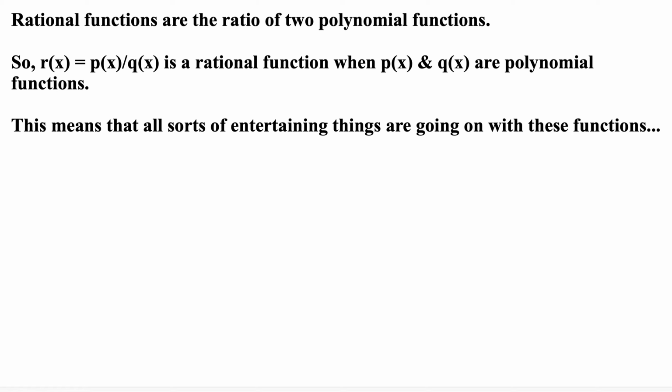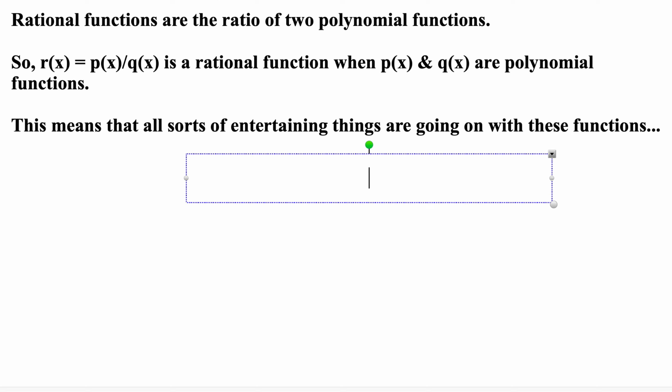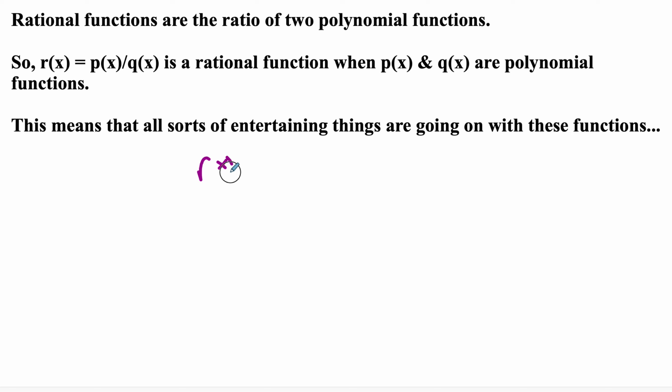x are indeed polynomials. Now, what this might look like is you could have r of x equals, let's say, x squared plus 3x plus 2 over x squared minus 6x plus 5. Those are both quadratics, polynomials, so that would count as a rational function.